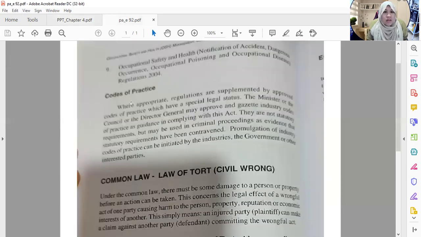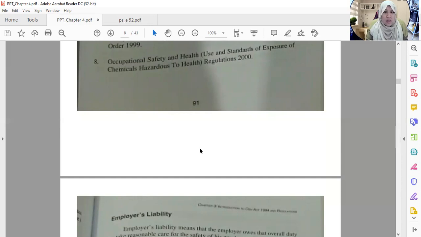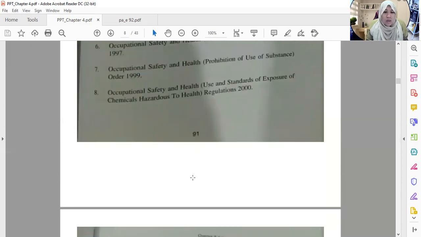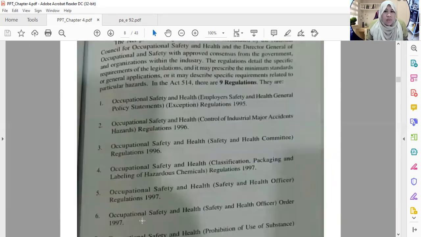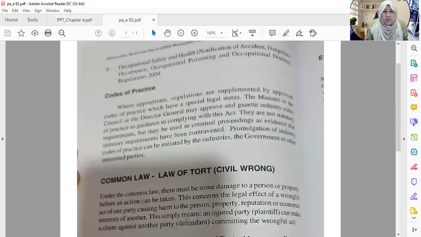So basically we stop at here, which is the Occupational Safety and Health Notification of Accidents, Dangerous Occurrence, Occupational Poisoning and Occupational Disease Regulations 2004. Page 91 states up to here, and there are not only 8 but 9 regulations, including page 92 here. I think there is nothing missing anymore. I already did a cross check, so only these pages were missing.